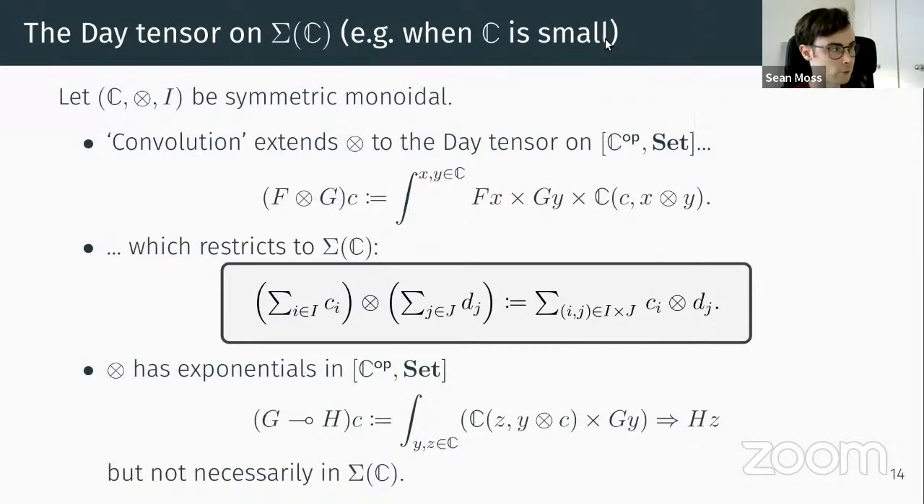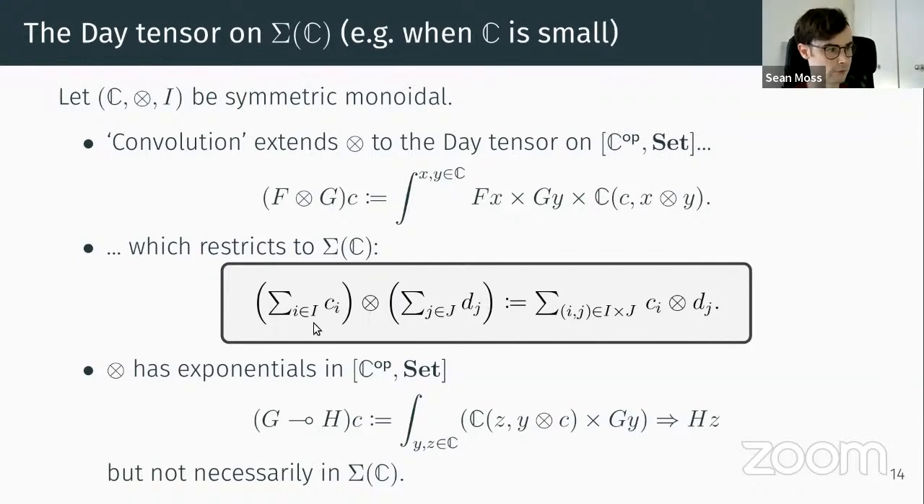In the case where C is small, let's just look at sigma C first. Sigma C is a subcategory of the presheaves, and as came up earlier in the week, if you have a monoidal product on C, which I'll take to be symmetric for simplicity, then the Day convolution construction gives you a monoidal product on the presheaf category. The only important thing to note is not the formula, but that it's given by forcing the tensor to preserve colimits on both sides. So in the case of sigma of C, that's just preserving coproducts on both sides.